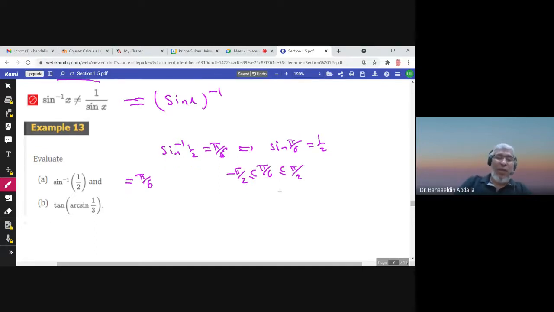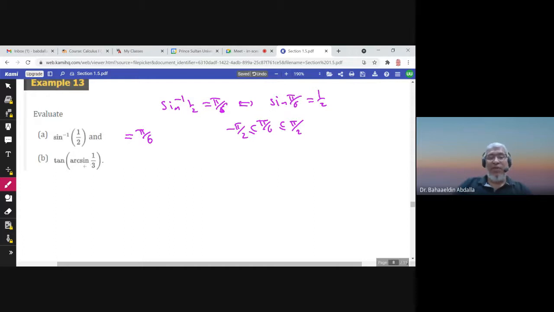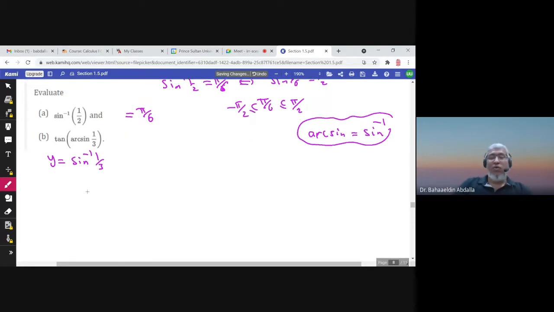Now, how to find tan sine inverse 1 over 3? By the way, arc sine means sine inverse. So whenever we write arc sine, we mean sine inverse, or arc cosine or arc tan. To find this, let us call y equals arc sine, or sine inverse, 1 over 3. Of course, you can use the calculator, but if you replace 1 over 3 by x, the calculator will not help. So you need to understand this method.